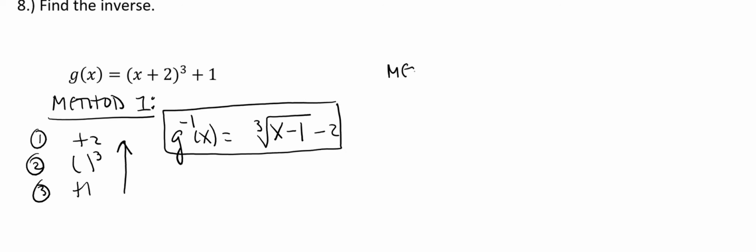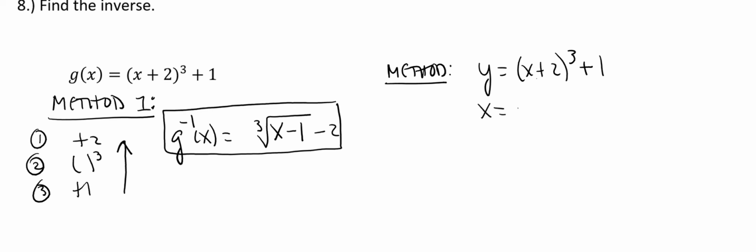Method 2 is when you look up how to find the inverse, you're going to see this technique. And some of you may like this better, some may not. So the first thing is I'm going to rewrite the equation with y in it. Then I'm going to switch the x and the y. So when I switch the x and the y, I get this plus 1.